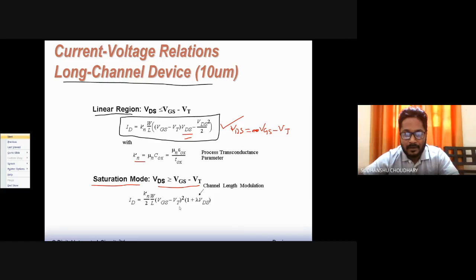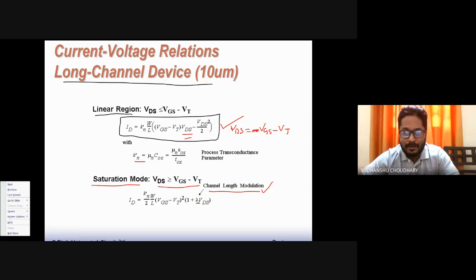Now to incorporate the effect of channel length modulation on the current, a factor accounting for it, that is lambda, is included. Lambda is called the channel length modulation parameter. So you multiply the drain current by 1 plus lambda VDS to model the effect of channel length. The effect of channel length can also be seen from here.